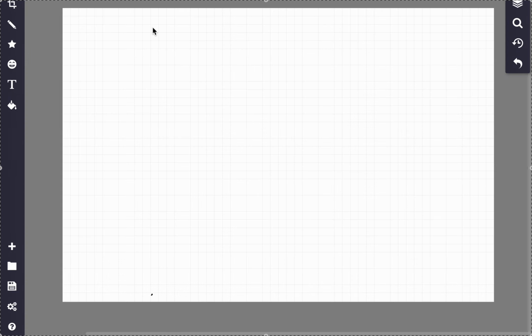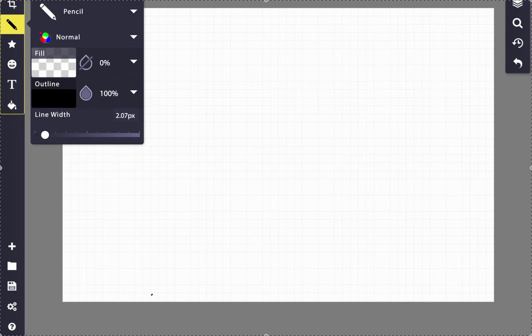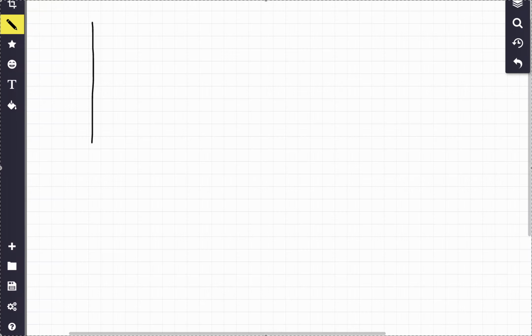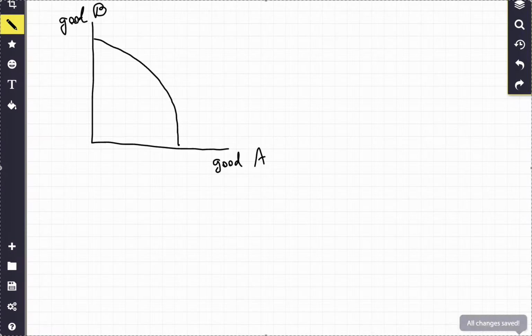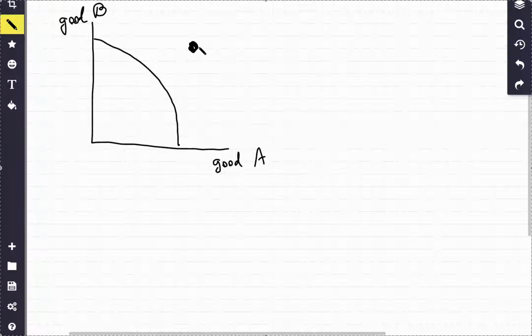I can quickly draw this. So the diagram would look like this, and we'll have this line, and we're gonna have good A and good B. And this A and B can be anything, right? Economy can be operating anywhere within this curve or on this curve. It can operate here, or here, or here. It is not possible for the economy to be operating at this point. Why is it not possible?